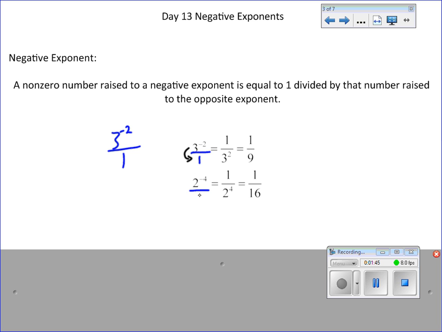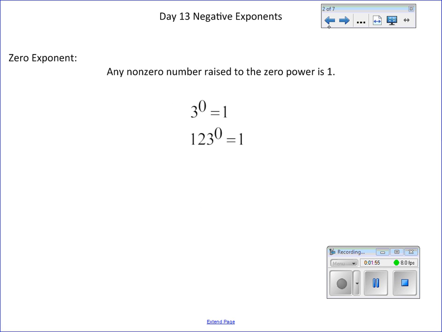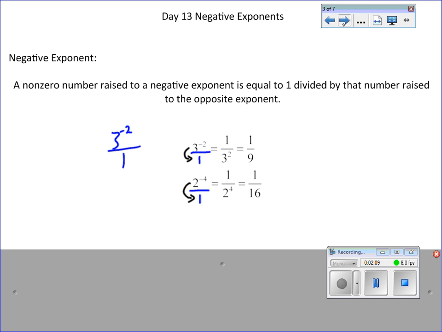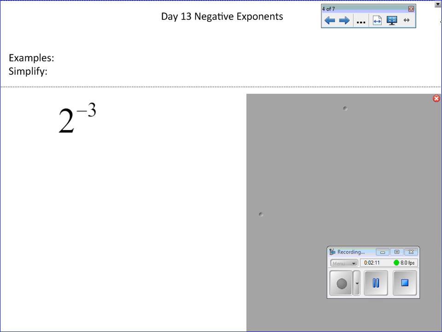Same thing with this one. It was 2 to the negative fourth over 1. By moving this down to the bottom, the exponent then becomes positive. Now we have 1 over 2 to the fourth power. So when we see problems like this, our challenge now is going to be to put this into a fraction and move this down to the bottom so that the exponent becomes positive. Remember, we're only doing these with the negative exponents. So let's look at an example.